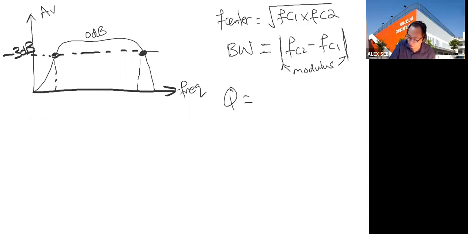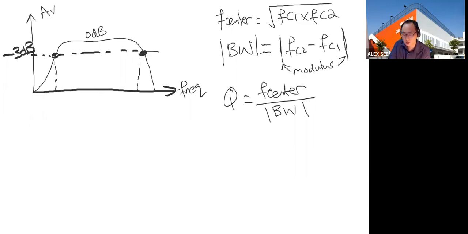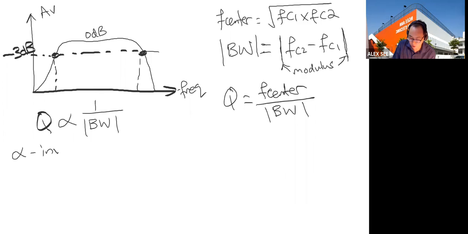So Q is your F center divided by your bandwidth. The modulus sign just means positive values. So just now what I was saying is that Q is inversely proportional to your bandwidth. This symbol means inversely proportional. I think maybe you all know. I don't know. Maybe not. Inversely proportional.